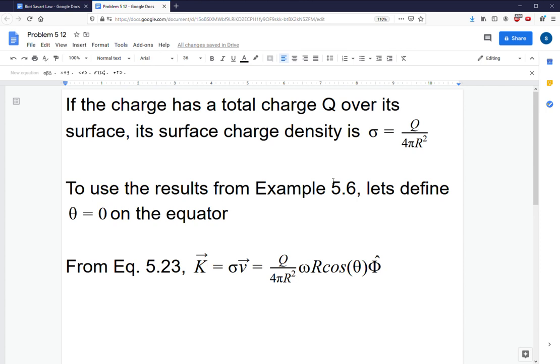Looking at example 5.6, from the way they've defined theta, it might be helpful to define theta on our shell as being the angle from the equator. So at the equator, theta is equal to 0. At the two poles, the top pole and the bottom pole, theta is equal to 90 degrees, or pi over 2 radians.